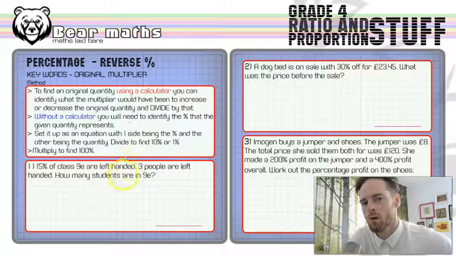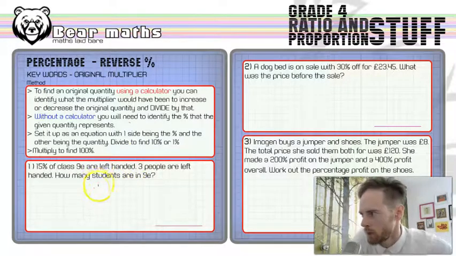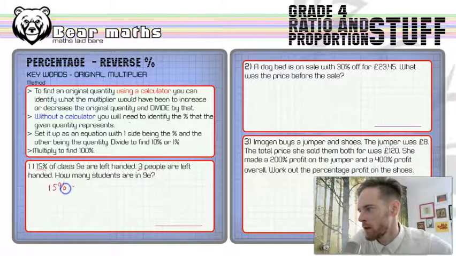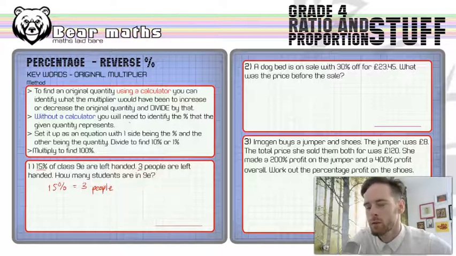Okay, so let's see what method we are able to use in question number 1. 15% of class 9E are left-handed and 3 people are left-handed. How many students are in 9E? So what we can tell from this is that 15% is equal to 3 people. So I'm going to write that down. 15% equals 3 people. Now you have to interpret those words and figure that out for yourselves in other questions.